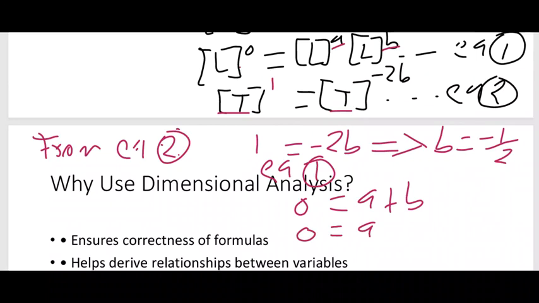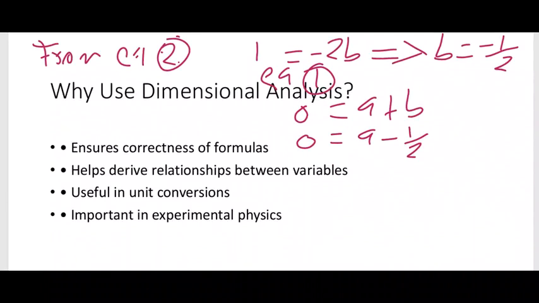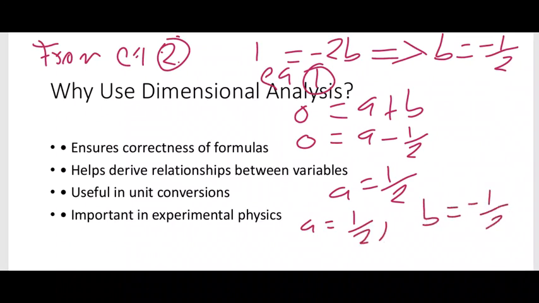Then from here, you know what your B is. So 0 is equal to A minus 1 over 2. If you simplify this equation, you are going to get A being equal to 1 over 2. So we can see that the solutions are A is equal to 1 over 2 and B is equal to negative 1 over 2.